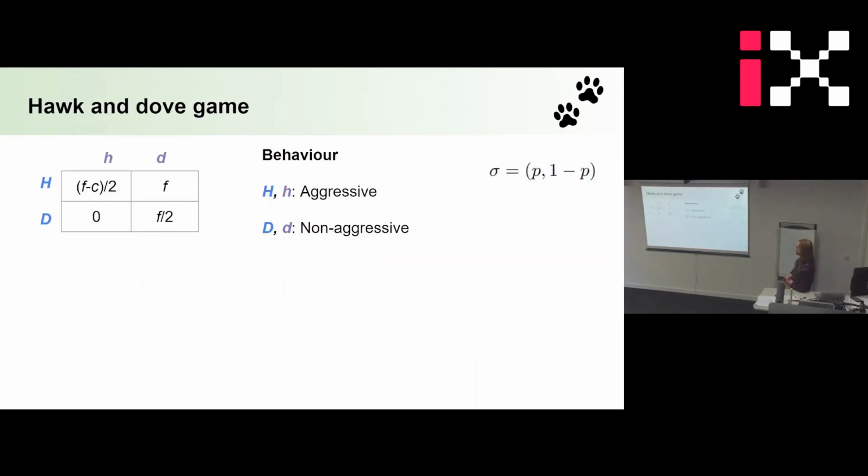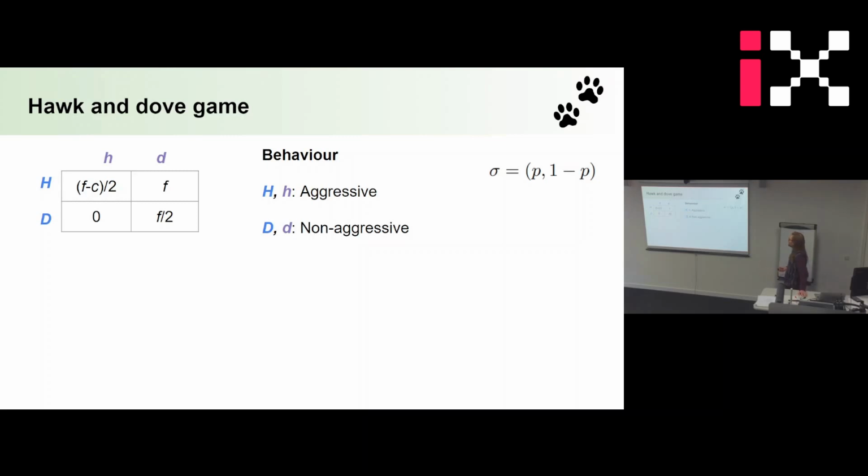So one game that you will most definitely meet if you do evolutionary game theory is the so-called hawk and dove game. A hawk is a bird of prey, and a dove is a pigeon. It's actually nothing to do with that, but just imagine it as being two birds here. A hawk is very aggressive, and a dove is non-aggressive. Imagine you have two animals and there's a food source, and they meet at the food source.